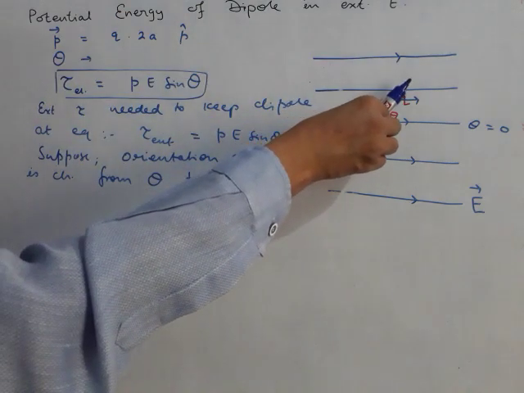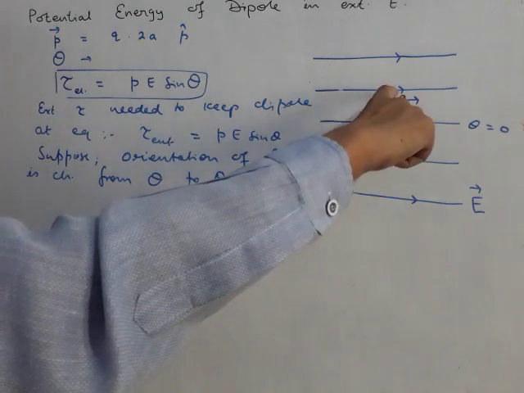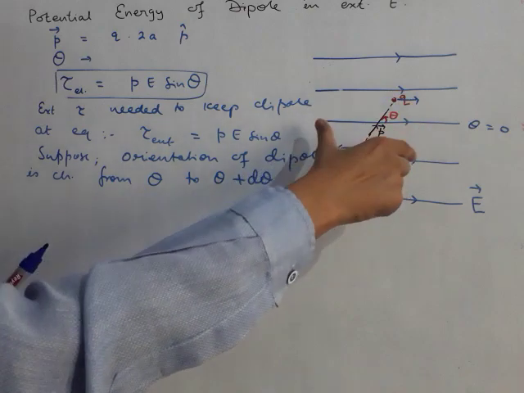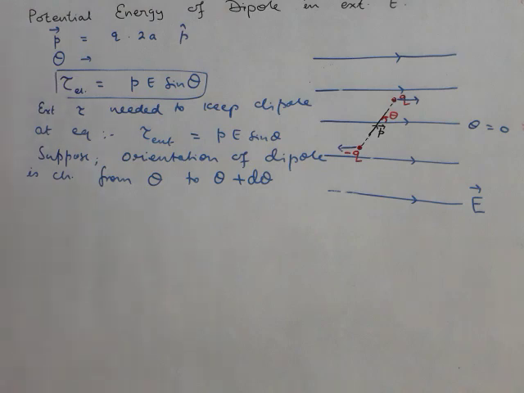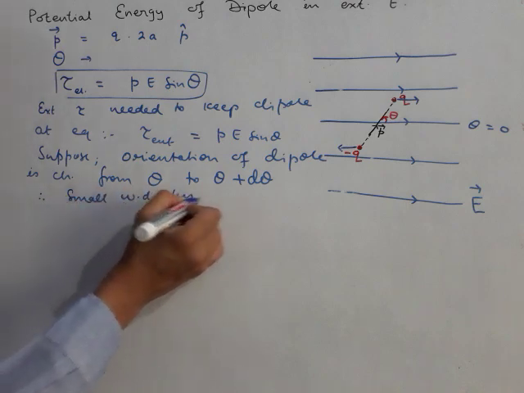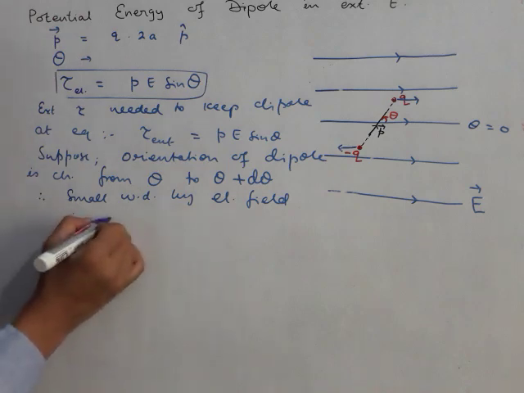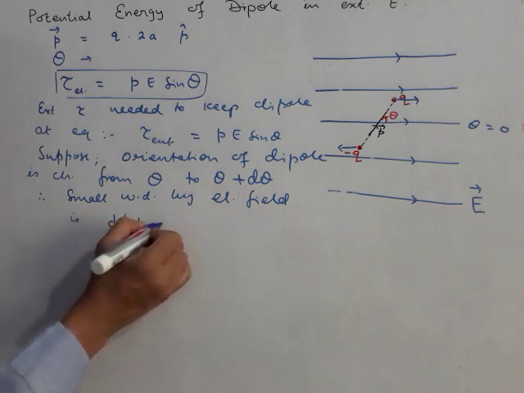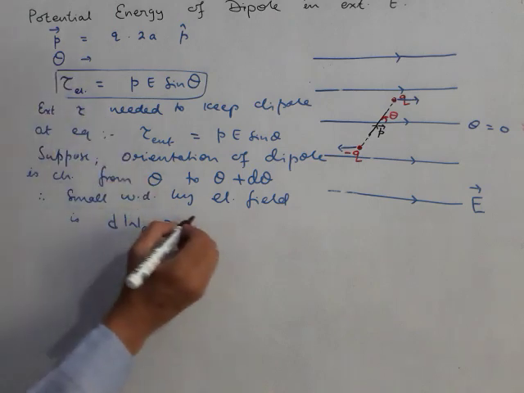If this dipole turns like this, the electrical torque is trying to rotate the dipole clockwise, but d theta angle is in anti-clockwise sense. Therefore, during this small angular displacement, the small work done by electrical field is dW electrical. How will you find the work done? What is the formula? In case of rotation, we will apply the formula torque times d theta.